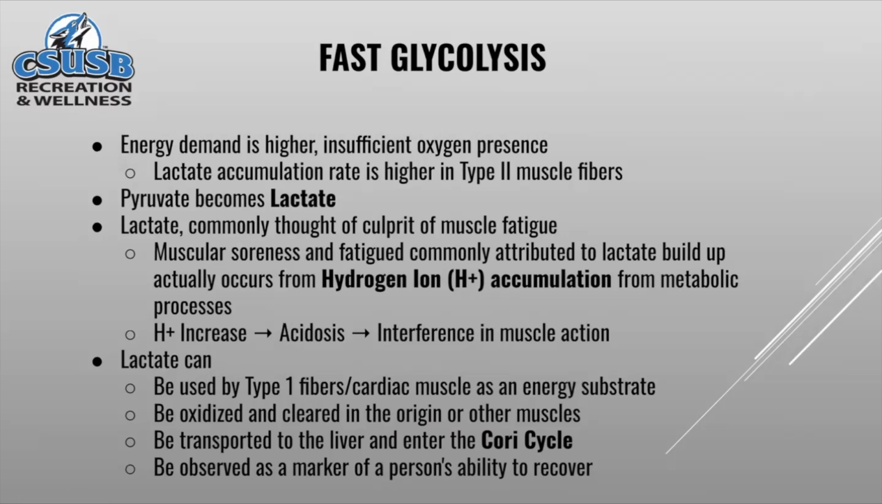The other thing it can be used for is gluconeogenesis, meaning we can create new glucose out of it. This can be transported to the liver and enter what's called a Cori cycle, through which we can create more glucose. All right, and then lastly, we can use it as a marker of a person's ability to recover, right? If we're able to clear lactate faster, it means our body is able to recover faster.